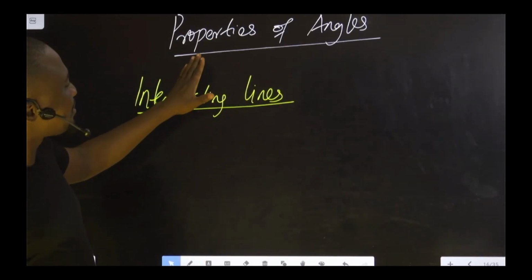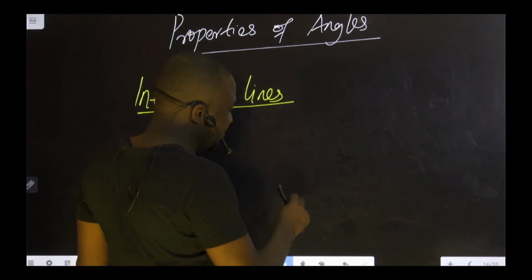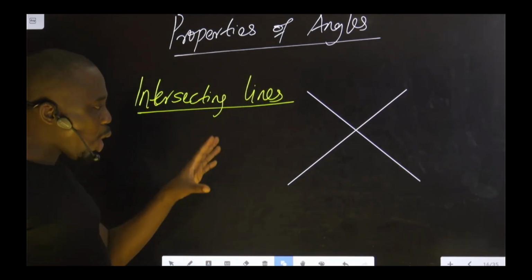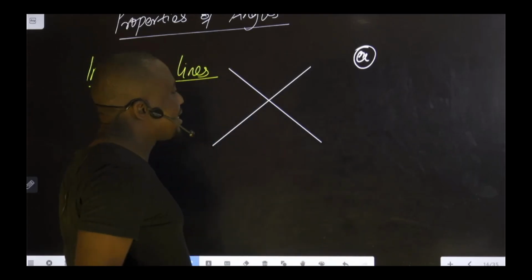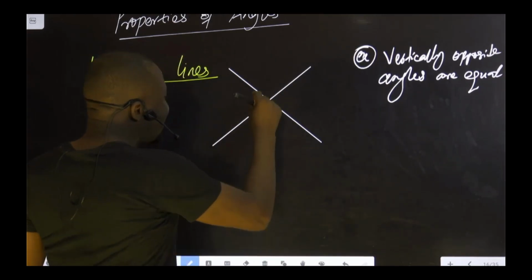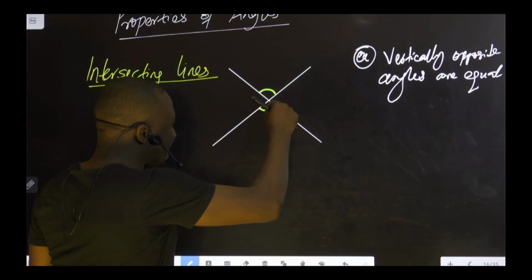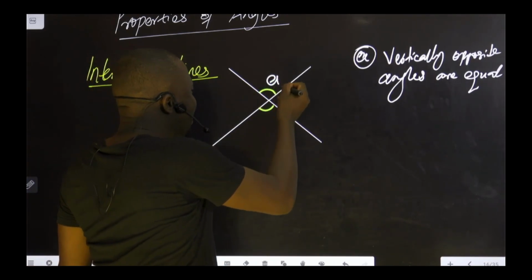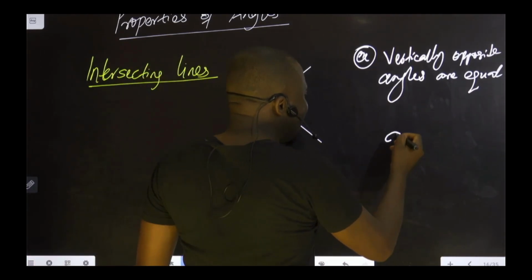Okay? Let's look at properties of angles. Let's start with intersecting lines. When two lines intersect, this is a line, this another line. If they intersect, what are the properties we can derive from this place? The first property, let's call it A, is that vertically opposite angles are equal. What is that? This is an angle. The other side of it, we say they are vertically opposite. So if this is A, and this is B, we say A is equal to B.